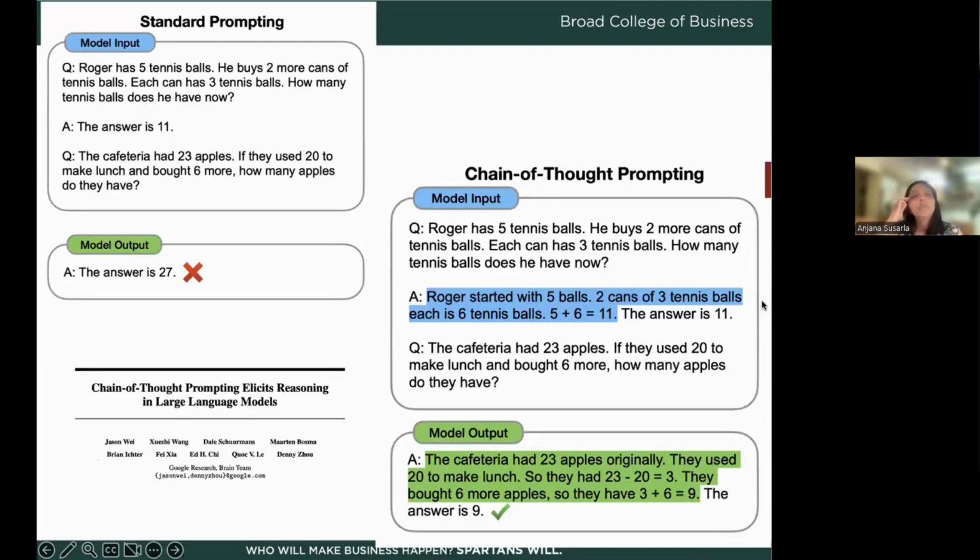So how do you do standard prompting? For example, the best practice the computer science folks will tell you is what is called chain of thought prompting.